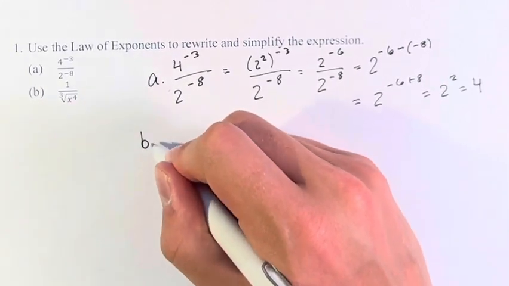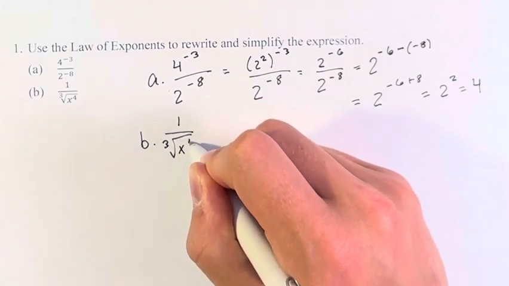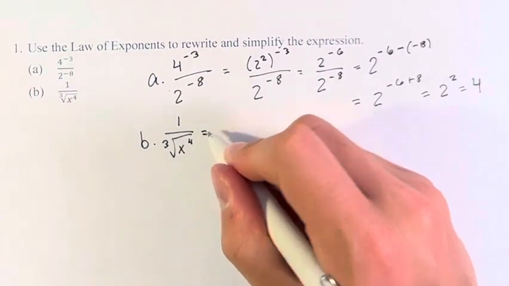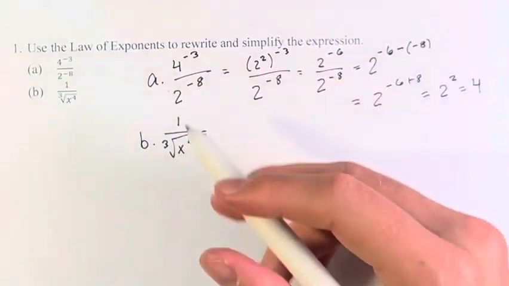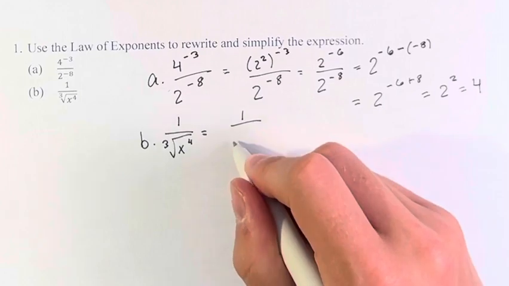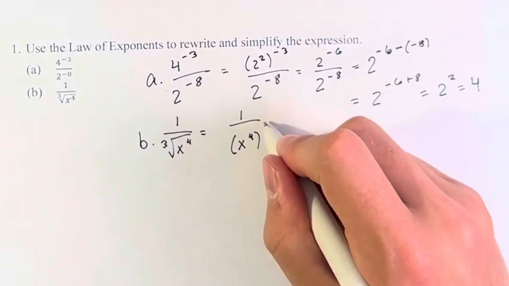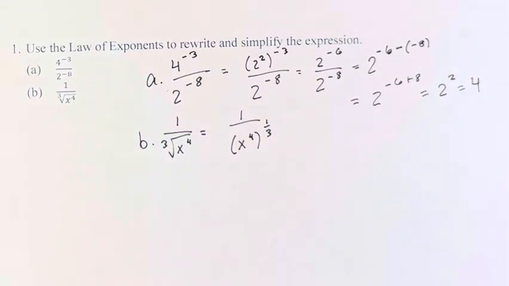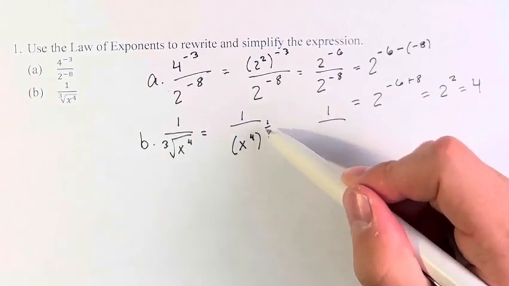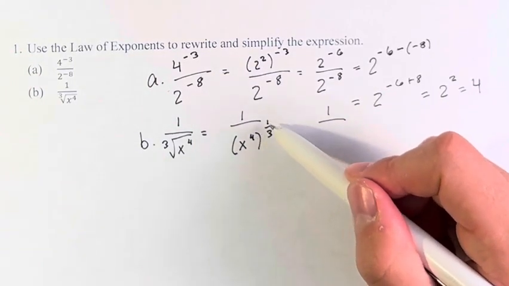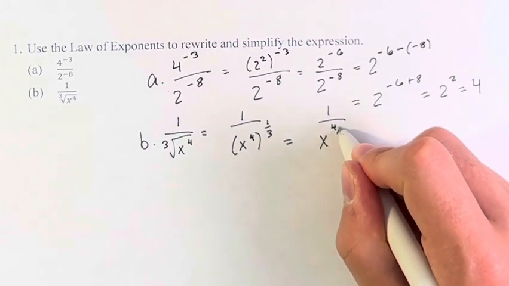Next, B, we have 1 over the cube root of x to the 4th. So the first step: the cube root, or any root rather, is equal to whatever you're taking the root of, so x to the 4th, to 1 over that root, so 1 over 3, because it's the third. This is 1 over. Again, if you have one exponent to the other, you multiply them. So this is x to the 4 times 1/3, which is 4 over 3.